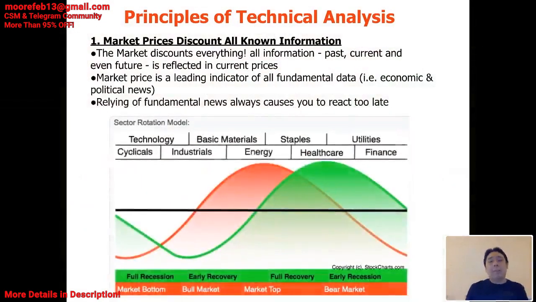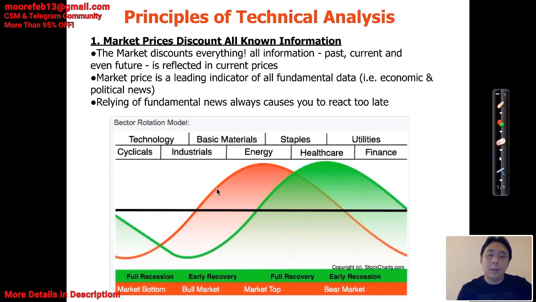Let me give you another example from a macro perspective. Okay? This is how the stock market cycle, shown with the red line, corresponds to the economic cycle, shown by the green line. You can see the stock market cycle, which is determined by stock prices, does not move together with the economic cycle, which is measured using GDP. In fact, the stock market leads the economy by 6 to 9 months. So the stock market is a leading indicator of the economy.